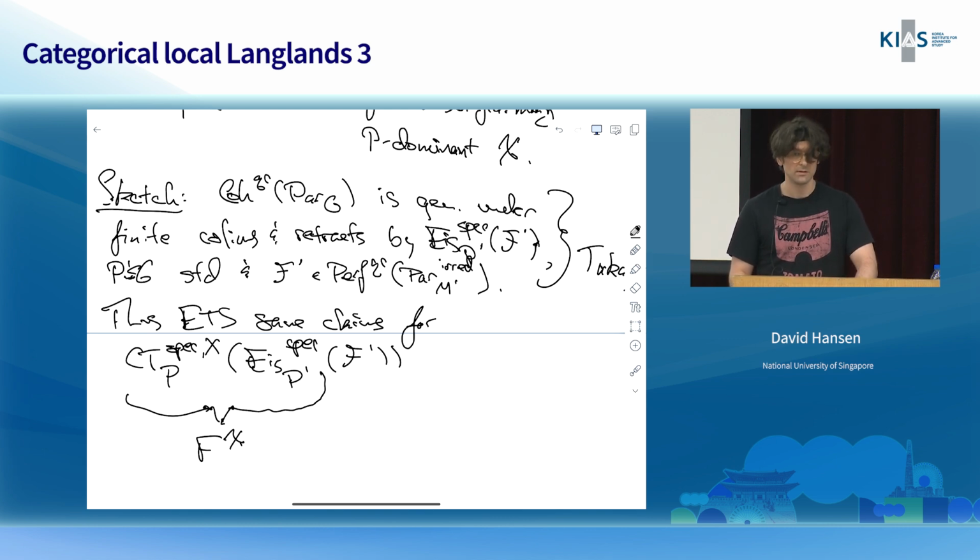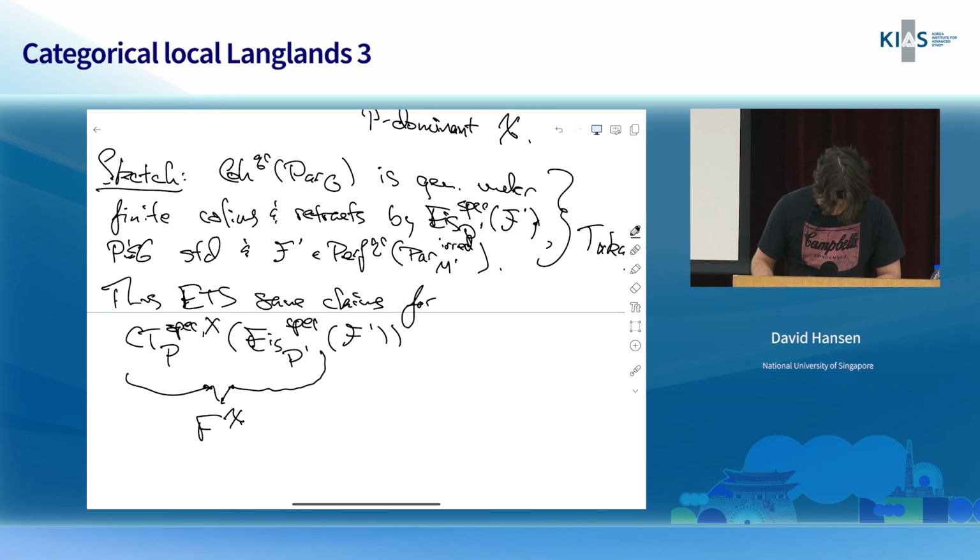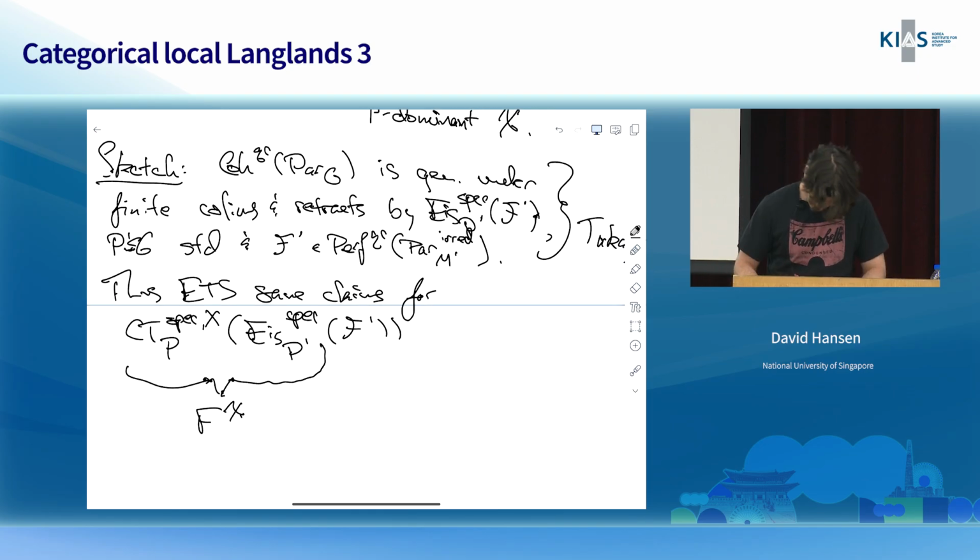Okay? Jared, you look unhappy. I can't read the sentence. Thus. Enough to show, same claims. Oh, enough to show. Sorry. I can barely read it myself.